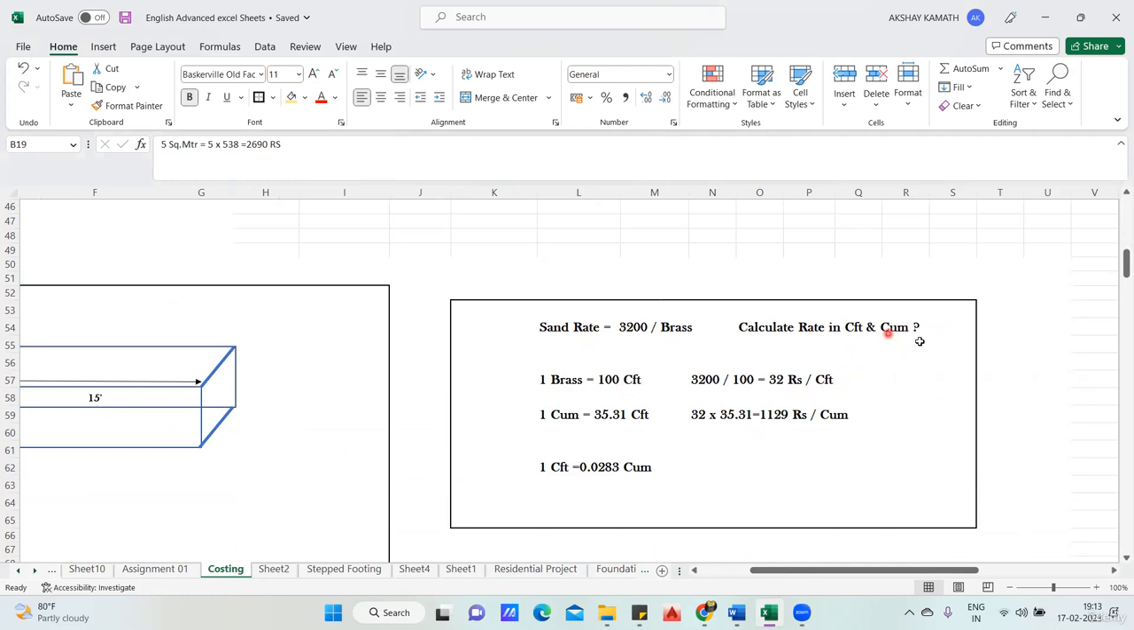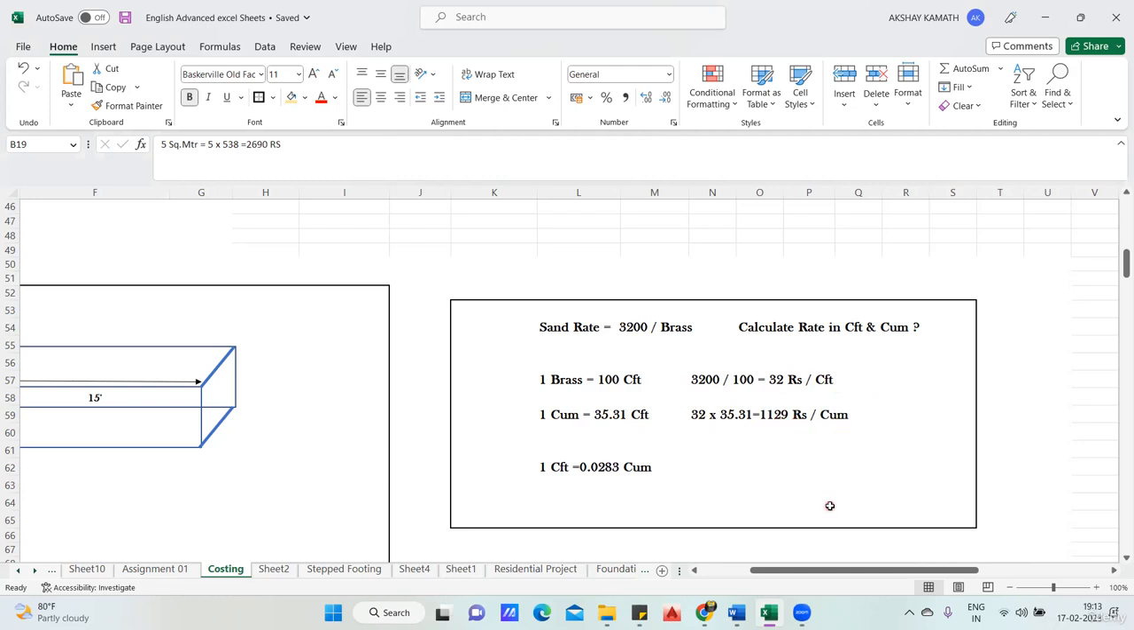Again, he wants the rate in cubic meter also. We know 1 cubic meter is 35.31 CFT. Therefore, we got the answer for CFT, that is 32. So 32 I'll multiply by 35.31, because we know 1 cubic meter is 35.31 CFT. So I'll get 1129 rupees per cubic meter.